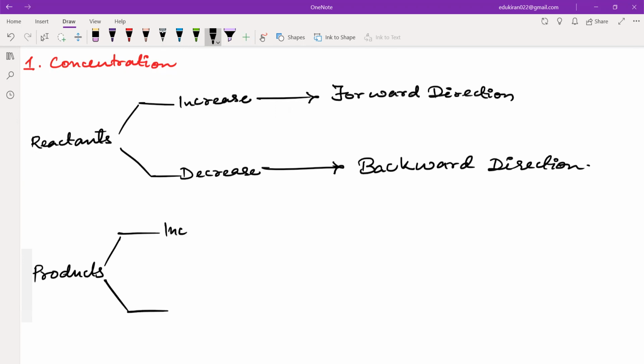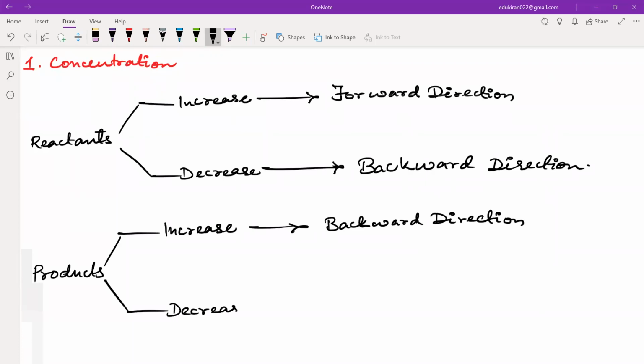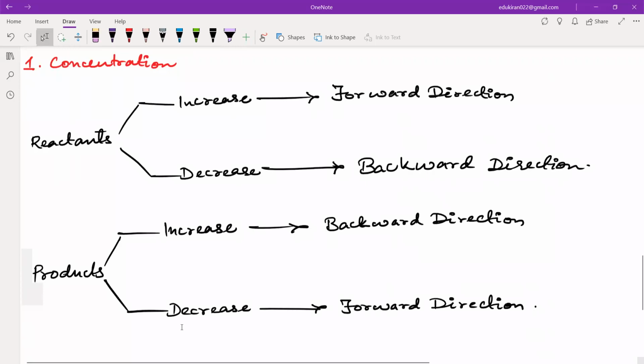Next is products. In product also I can either increase, so this is the change done by a human, and it leads to the backward direction. The equilibrium shifts to the backward direction, and when I decrease, then it goes to the forward direction.